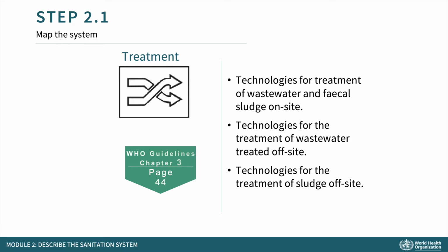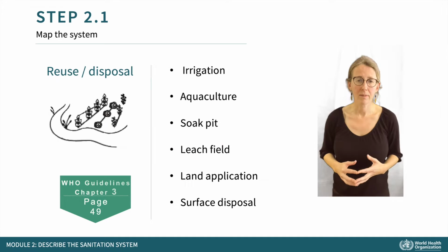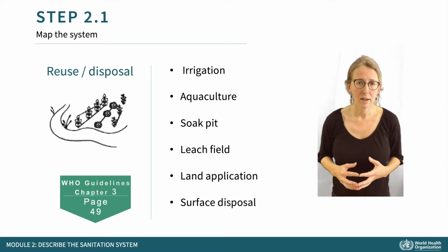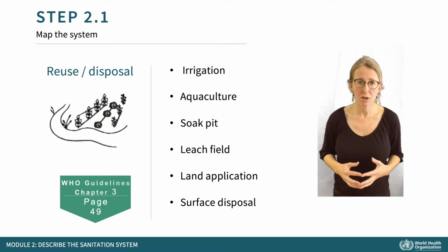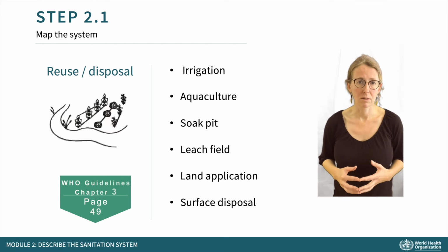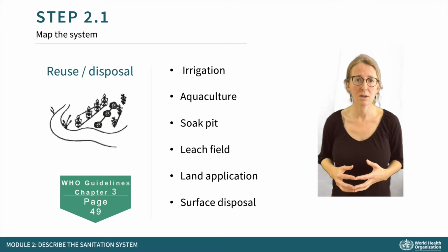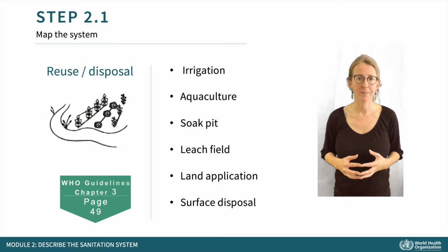Treatment refers to the processes that change the physical, chemical, and biological characteristics or composition of fecal sludge or wastewater so that its quality is fit for purpose for the intended next use or disposal. This includes technologies to treat wastewater and fecal sludge on-site and off-site. End use or disposal is where the waste is ultimately discharged into the environment, either as an end product or reduced risk material. An example is wastewater that is used for irrigation in agriculture.